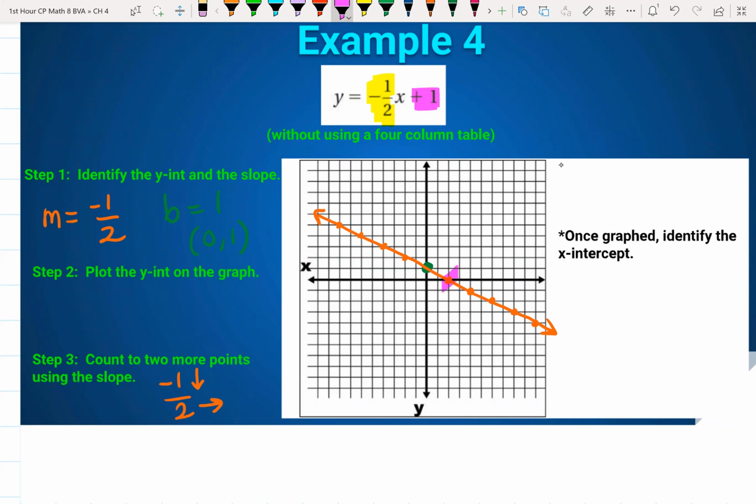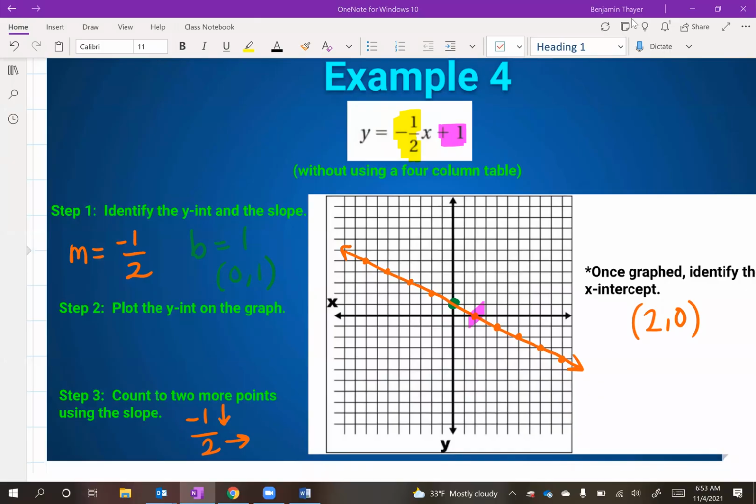And that x-intercept, that's that point right there. The y-intercept is the green one. X is where your orange line crosses the x-axis. So your x-intercept here looks like it's at 2, 0. Okay, now it's time for you to try one on your own.